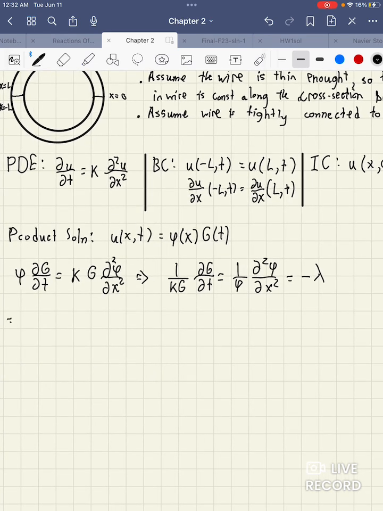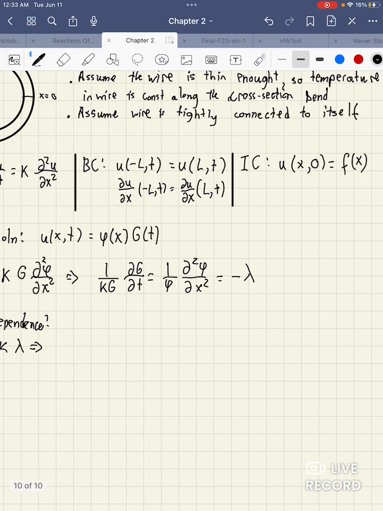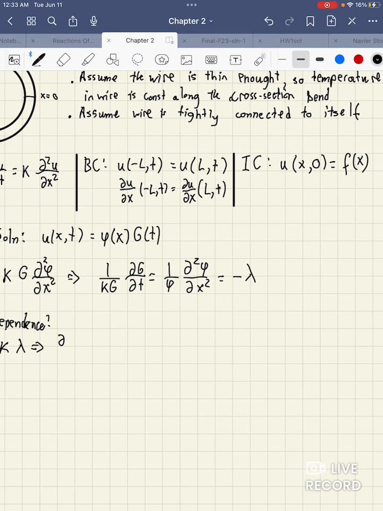So the time dependence part is going to be the same again. Our 1 over g, partial g partial t, is equal to negative k lambda. So my dg over g is equal to negative k lambda dt, and I integrate both sides.